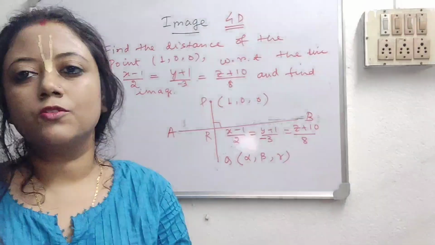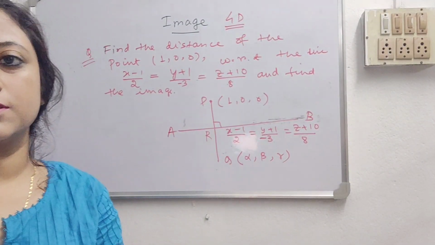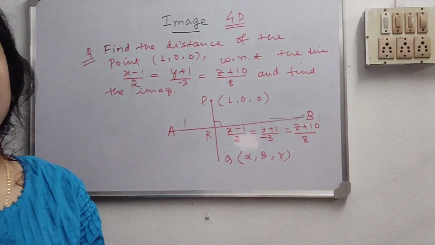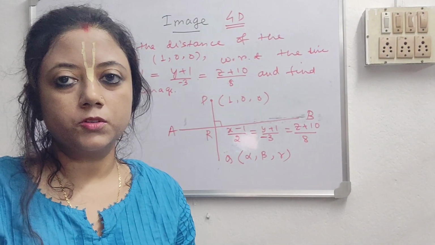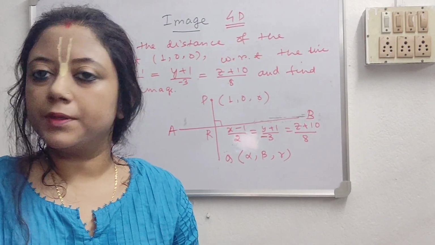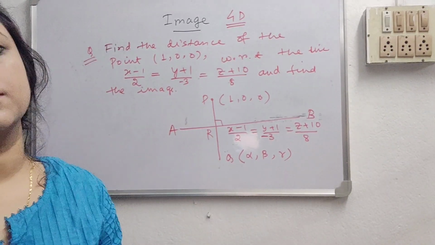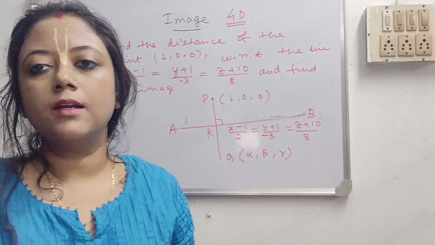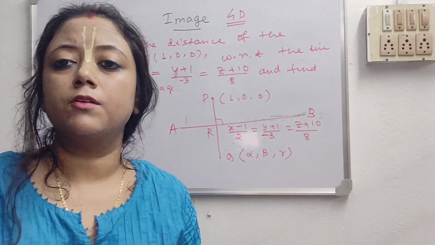Today I'll teach you how to find the image of a point with respect to a line. This is chapter 4D. So what we will learn here, we will learn three things: how to find the perpendicular distance of a point to a line, how to find the image of a point, and how to find the perpendicular foot of a point.